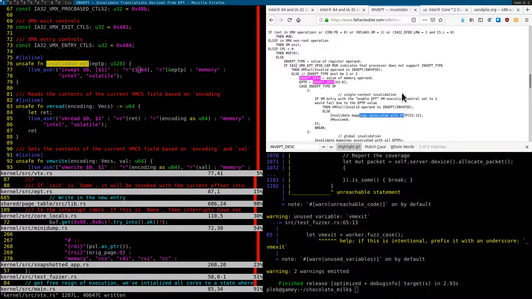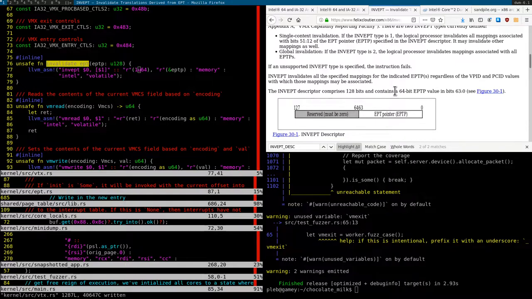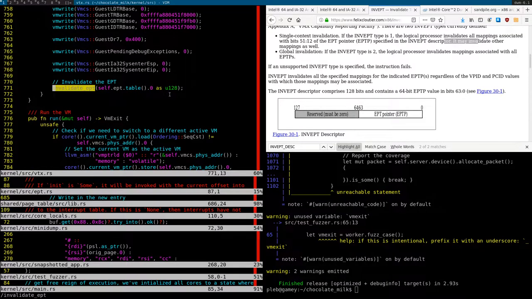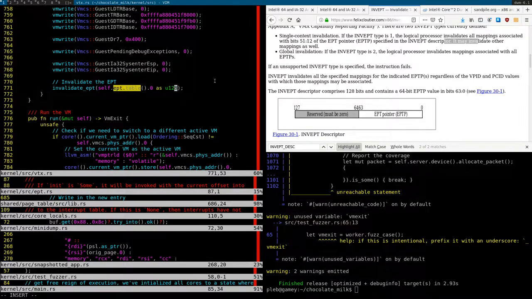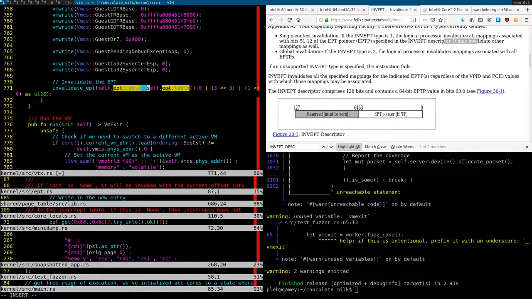Otherwise, invalidate mappings associated with the EPTP. That invalidates all mappings associated with these bits of the EPT pointer specified in the INVEPT descriptor. And that's the descriptor. And we got the EPTP, EPT.table. That's what we pass. Oh! Do I need those bits? Do I need those bits?